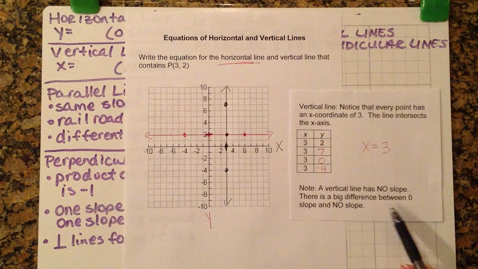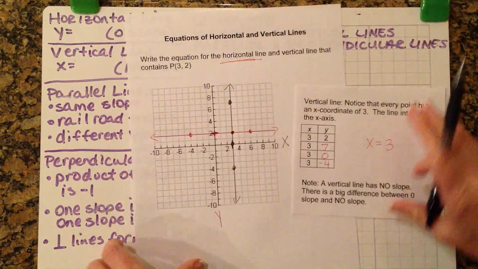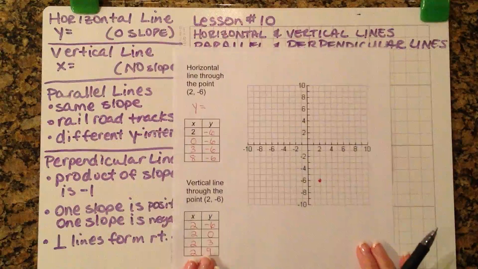There's a big difference between 0 slope and no slope. So make sure that you understand that they have two different meanings. This slope is no slope. Let's do one more example, and then we're going to go on to something else.